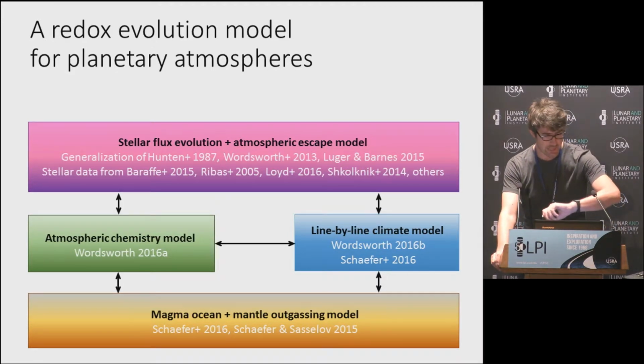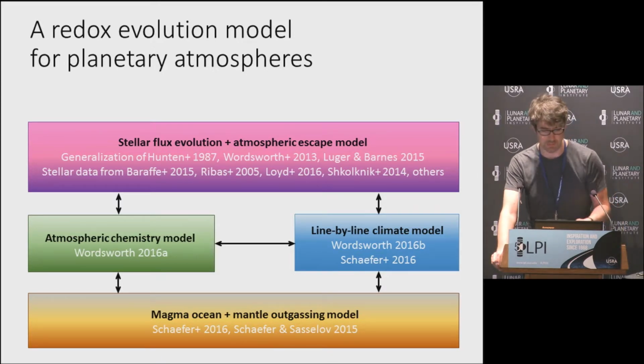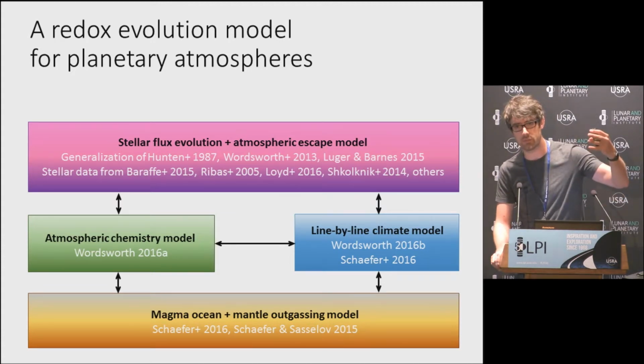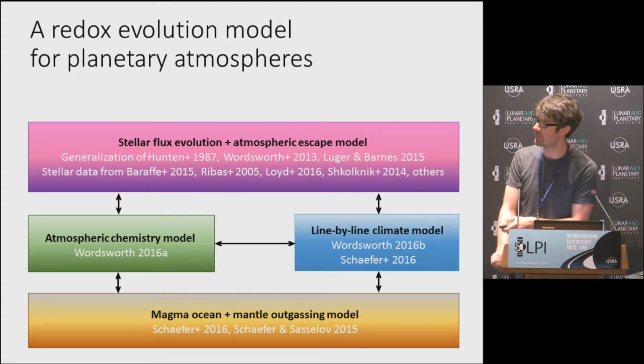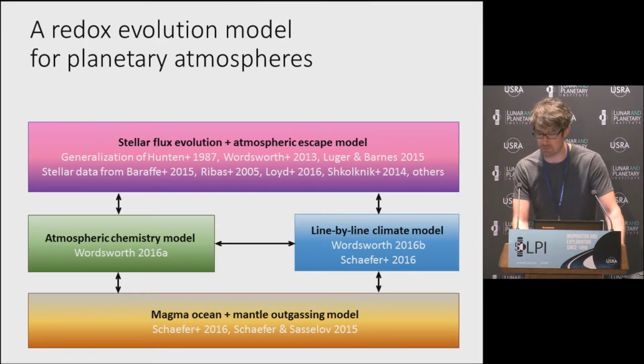So in the remaining time, I want to talk about a specific modeling exercise that we did to address this question, building on work by numerous other authors. The essential idea is that we're coupling together different components of the planet system in order to get an integrated view, not just of the atmospheric evolution, but of the interior evolution simultaneously. So we have a stellar flux and atmospheric escape model, a line-by-line climate model, an atmospheric chemistry component, and a model for the magma ocean and mantle outgassing. For this component in particular, you'll hear more later in the week when Laura Schaefer presents her work.